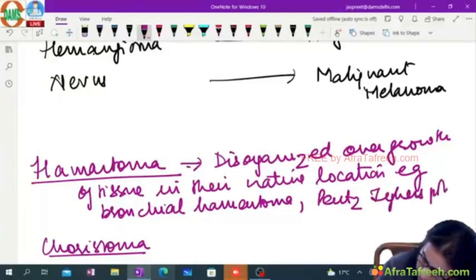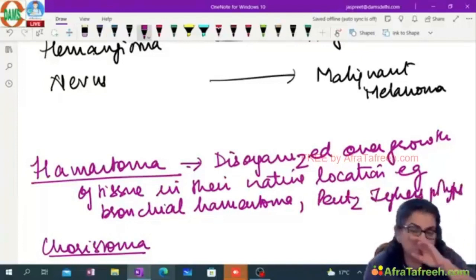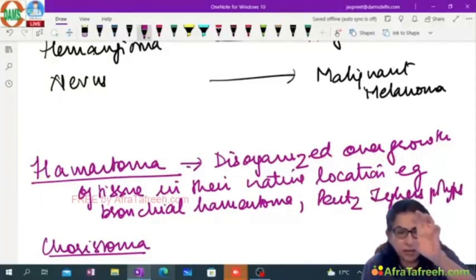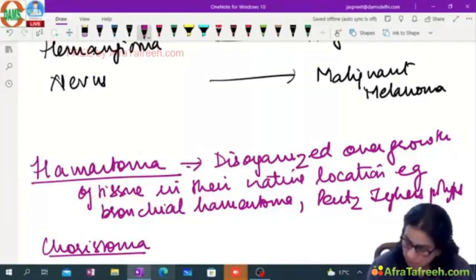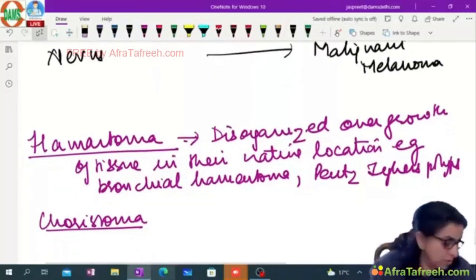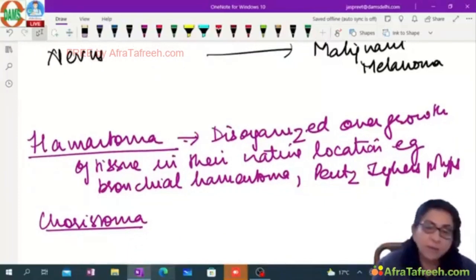Peutz-Jeghers polyps. So, these are polyps in the GI tract. Peutz-Jeghers polyp. They are disorganized overgrowth of tissue, of normal intestinal tissue, which you call Peutz-Jeghers polyp. So, that's a hamartoma. Okay, second entity is a choristoma.